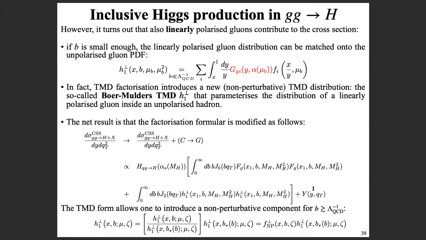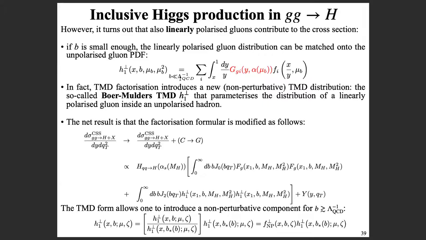And so this means that we need to include a new contribution coming from differently polarized gluons. And actually, in the TMD formalism, this entails introducing a new TMD distribution, typically called the Boer-Mulders TMD distribution. It's typically indicated with h1 perp. And this distribution parameterizes the distribution of linearly polarized gluons inside an unpolarized hadron. And so we also need to include the contribution for this.